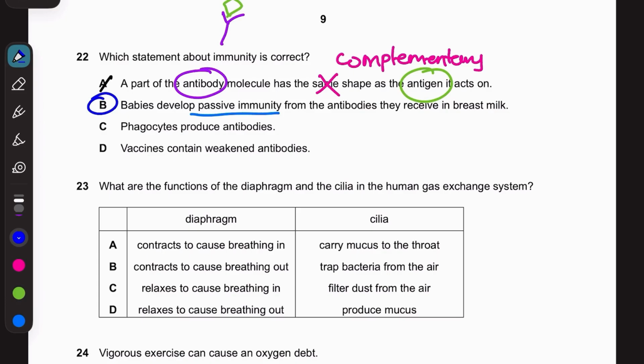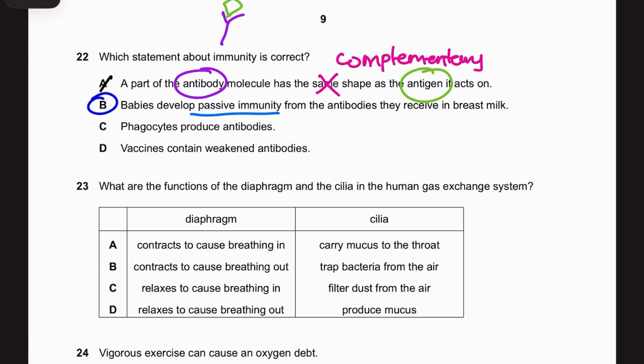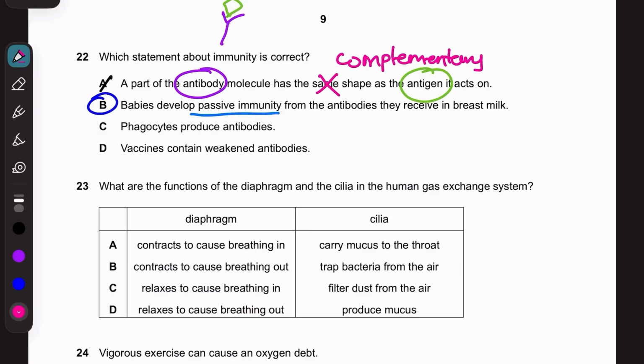But let's keep on eliminating because we learn a lot from just ruling things out. So phagocytes produce antibodies. What is wrong with this statement? Can someone tell me? Do phagocytes produce antibodies? No, they do not, right? Who produces antibodies? It should be lymphocytes. What do phagocytes do? They do phagocytosis. They do the engulfing of the antigen, right? So therefore, it is not C. And then D, vaccines contain weakened antibodies? No. What is the wrong word here? It does not contain weakened antibodies. It contains weakened antigens. So therefore, the answer is B.